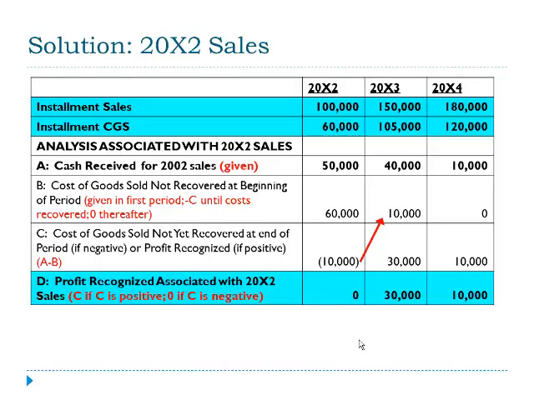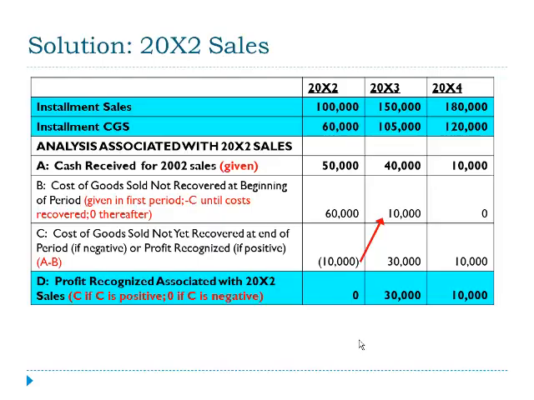Let's take a look at the kind of analysis we'll need to do. I've laid this out in a table again. We know what the installment sales and cost of goods sold are each year, and I need to calculate what the installment sales are for each period. The cash received on 2002 sales is $50,000. The cost of goods sold that I need to recover is $60,000. So in C, the difference between the two is negative $10,000. That means I have no profit to recognize, and I write a 0 in row D.